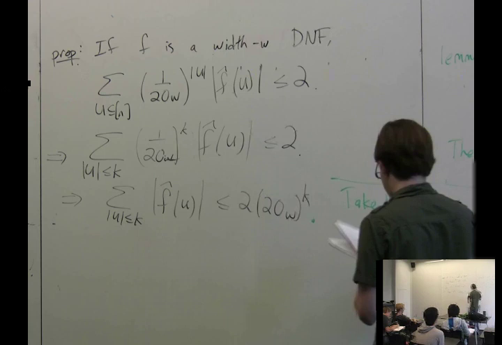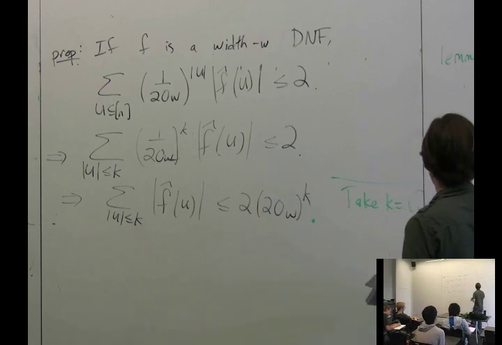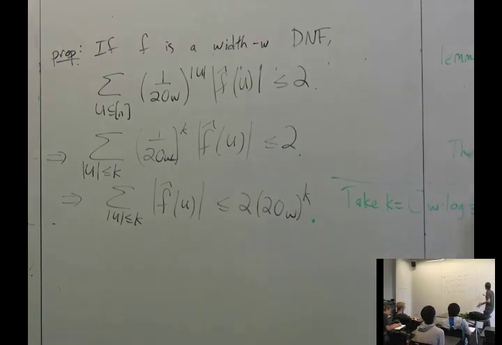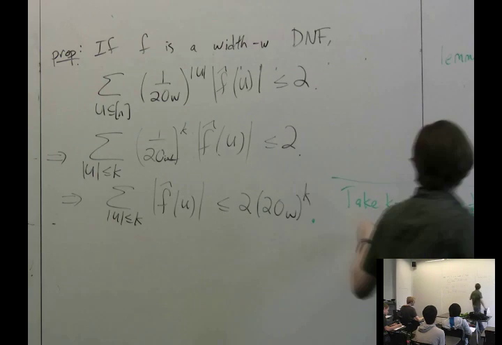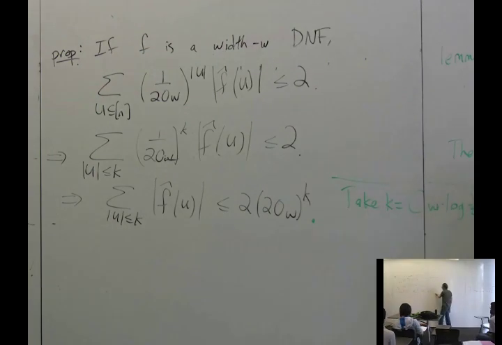Some big constant times w times log 1 over epsilon. Okay? We kind of know that the Fourier spectrum is concentrated up to this level. That was the corollary I just erased. So the corollary I just erased said exactly that the sum over s bigger than this k of f hat s squared is at most epsilon. Remember, we showed that for a width w DNF, almost all of the Fourier spectrum, all but epsilon, is below this degree.